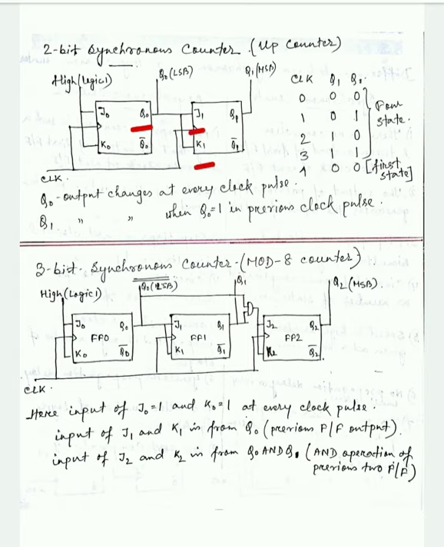Okay, and the next flip-flop, J1 K1. When Q0 is 0, J1 K1 also gets 0 value. So if J1 K1 is 0, then Q1 does not change. But if J1 K1 is 1, then Q1 changes. J1 K1 becomes 1 when Q0 gets 1, as J1 gets its input from Q0. So whenever Q0 is 1, J1 K1 is 1, and only then is the Q1 value changed.